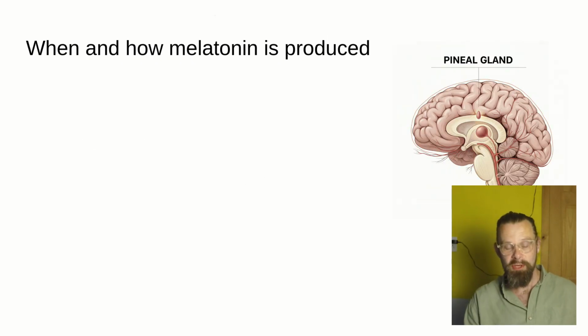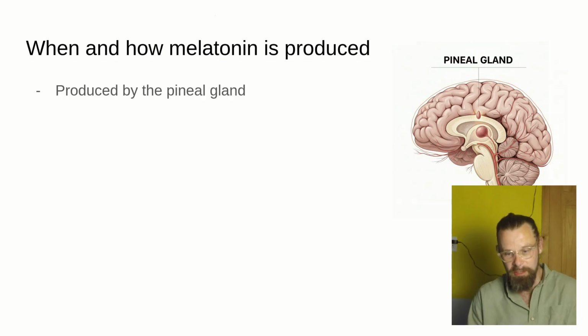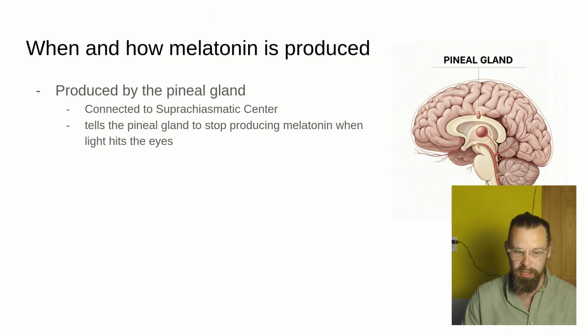Now, when and how is melatonin produced? It's produced by the pineal gland, as you see in the picture here. I used AI to come up with this picture, and actually the pineal gland is a little bit more to the right and a little bit lower, but it's really small. The pineal gland is connected to the suprachiasmatic center, which is connected to the eyes. The short of it is that it's like the super clock that controls the circadian rhythm.